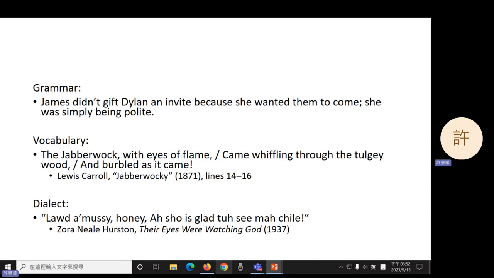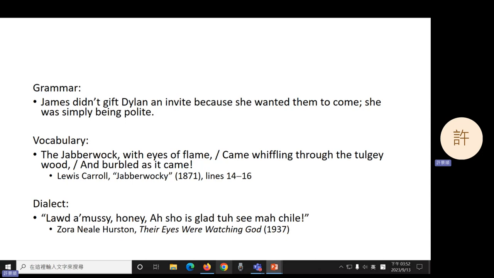And then finally, pronunciation. The third one is a written dialect, 方言. And can you tell what it means by reading it? It's not easy because it's written for your ears, not for your eyes.